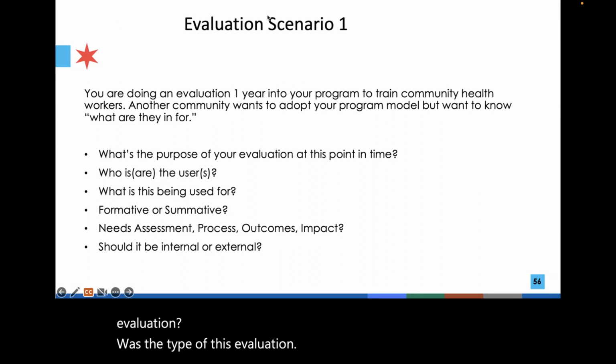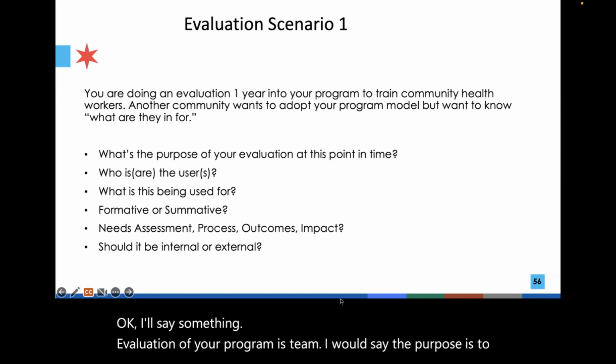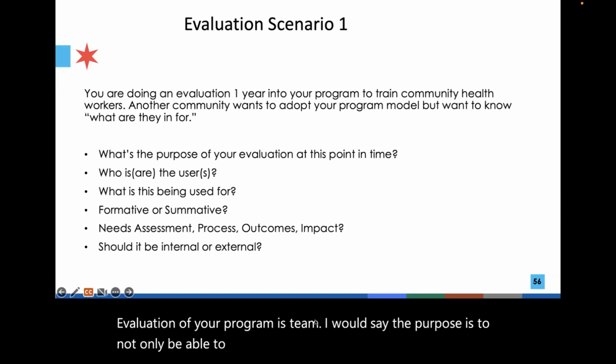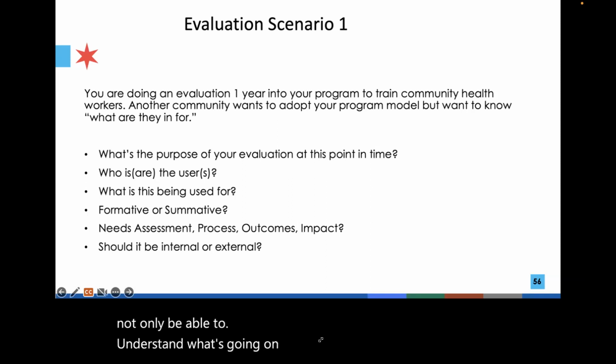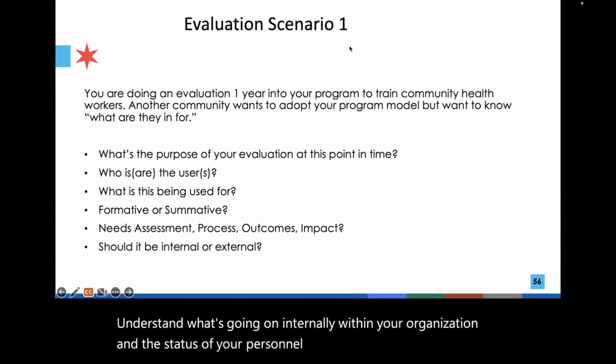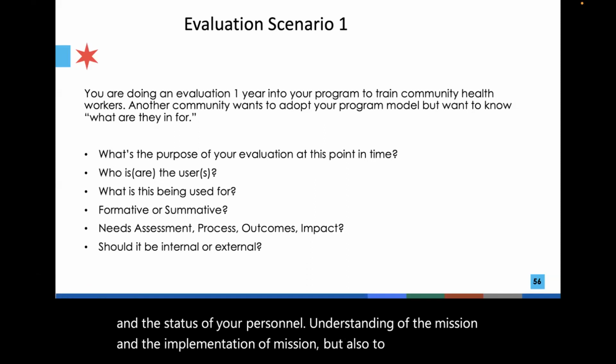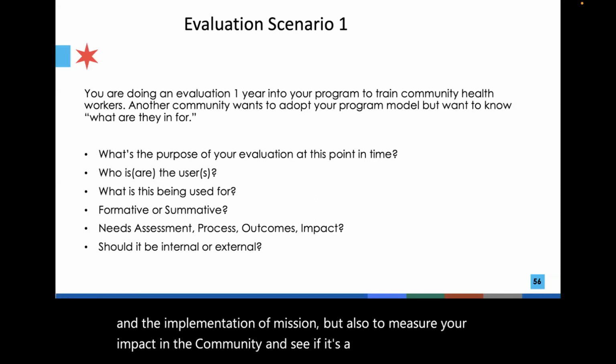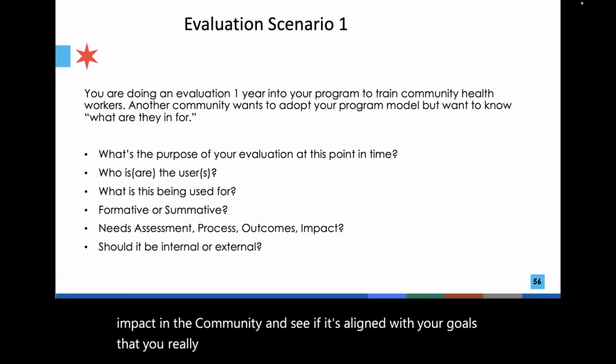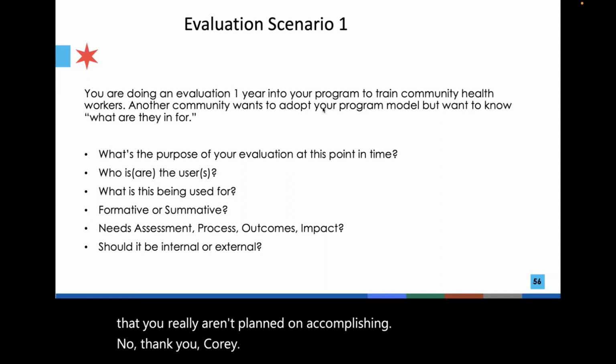Okay, I'll say something. Evaluation of your program is key. I would say the purpose is to not only be able to understand what's going on internally within your organization and the status of your personnel, understanding of the mission and the implementation of the mission, but also to measure your impact in the community and see if it's aligned with your goals that you really planned on accomplishing. Yeah, thank you, Corey. Any other thoughts?